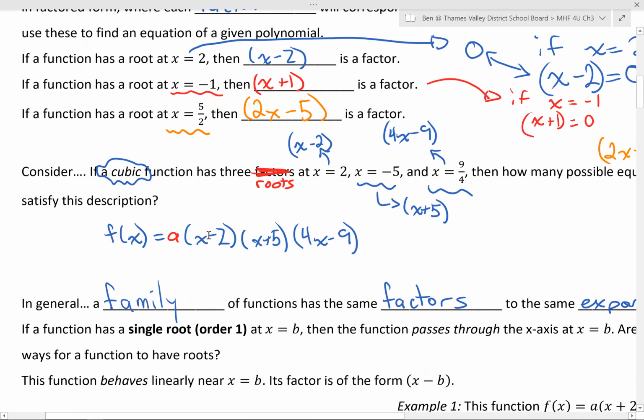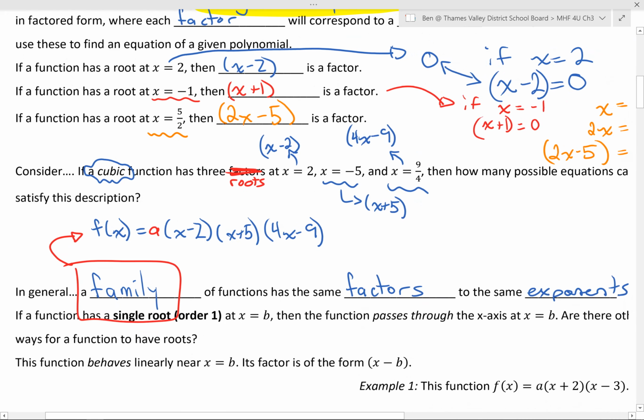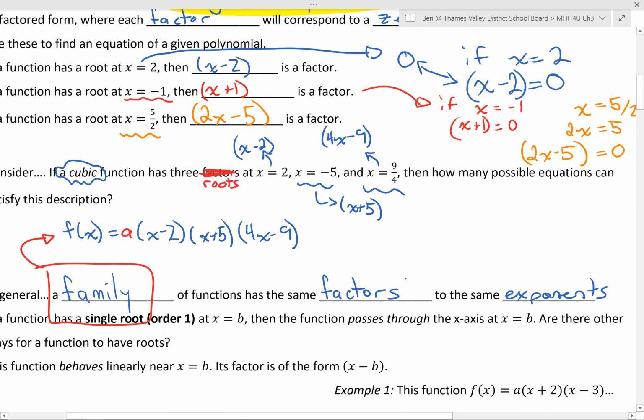Now, in general, we call this a family of functions. Okay, so we can describe a family of functions with an a value, with an a term involved. So a family of functions has the same factors to the same exponents. So you'll notice the exponent on each of these factors was 1. Right? I could not have made any exponent anything else because it's a cubic function.